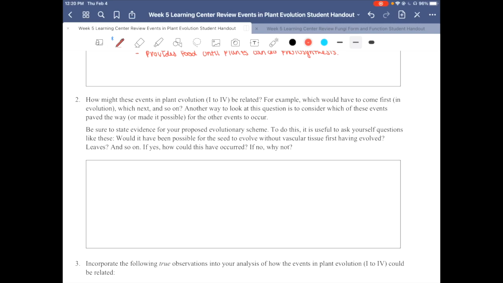And so we're going to look at that, and then we're going to come up with a proposed evolutionary scheme. To help us with that, we're going to be asking the question, would it be possible for the seed to evolve without vascular tissue having evolved first? So we're just going to play a detective game and see which one is more likely to come first. And we're going to give support to why we think that is.